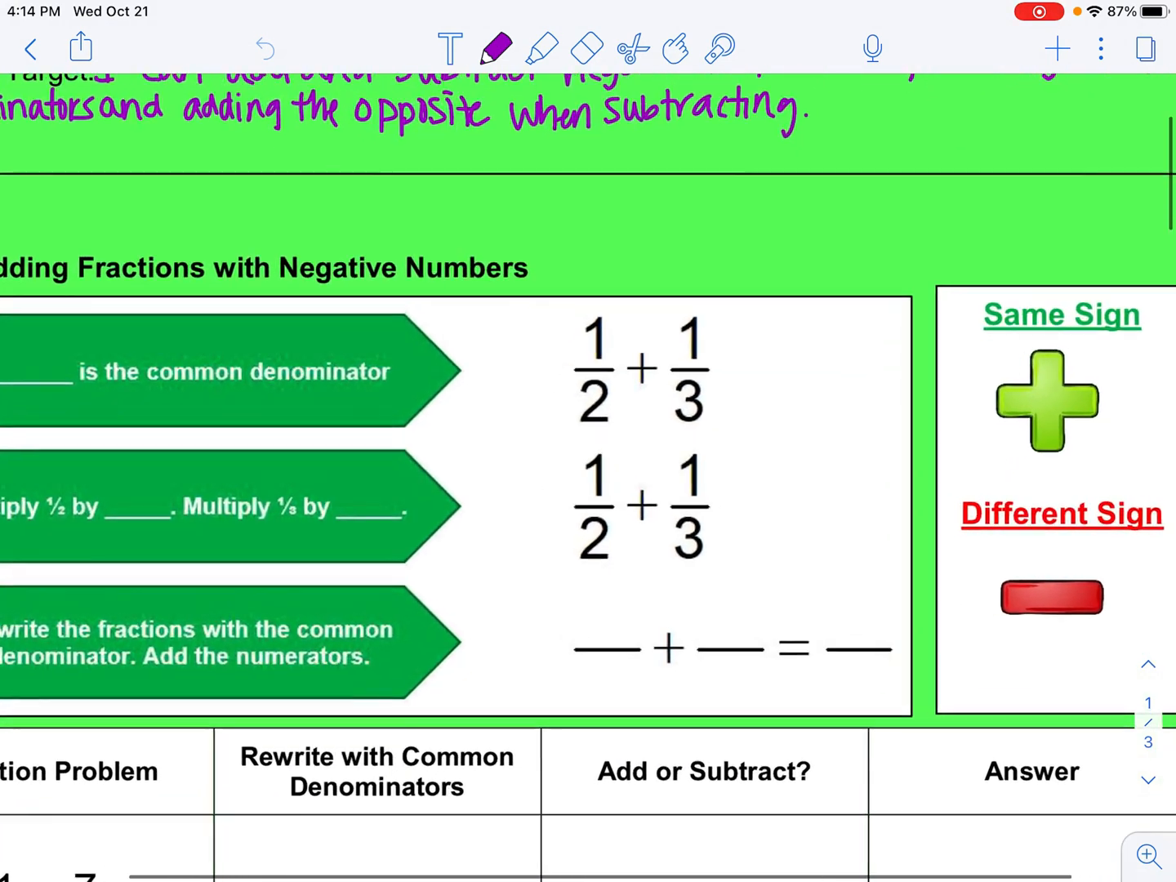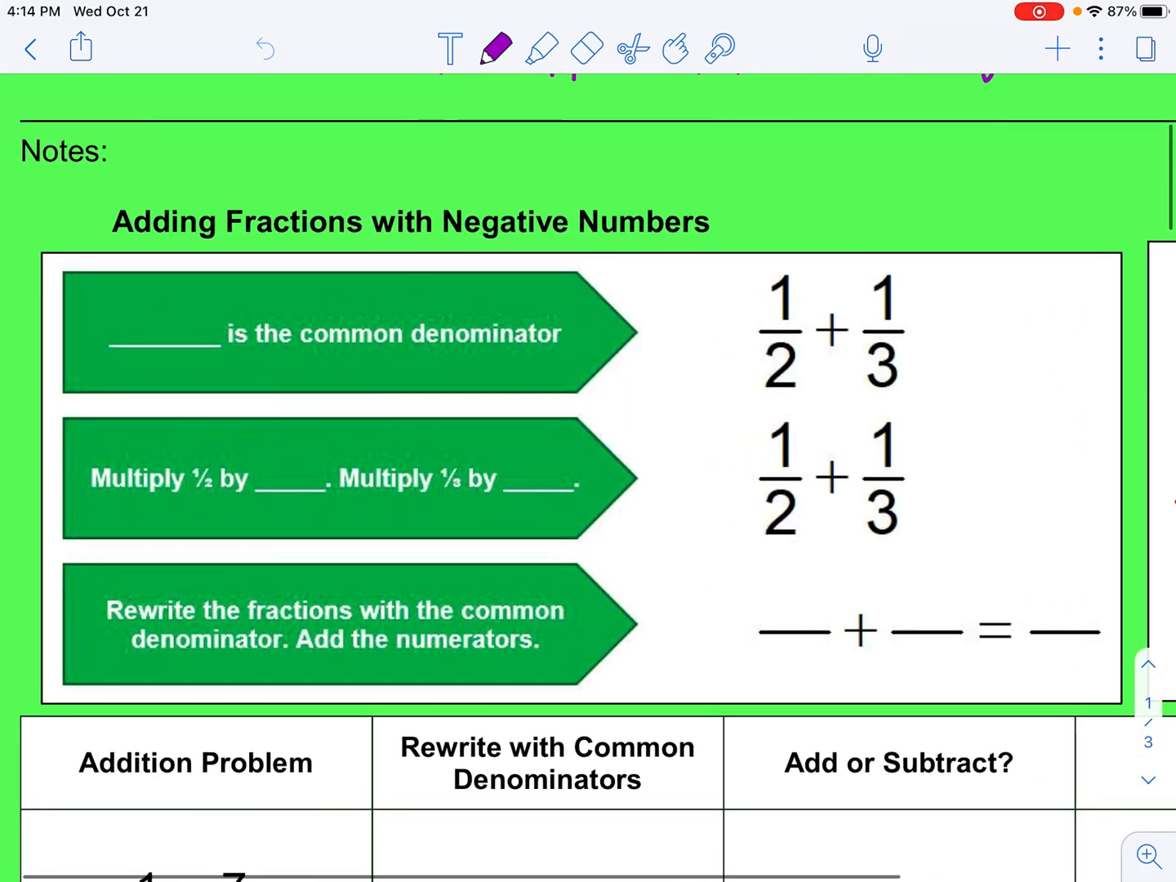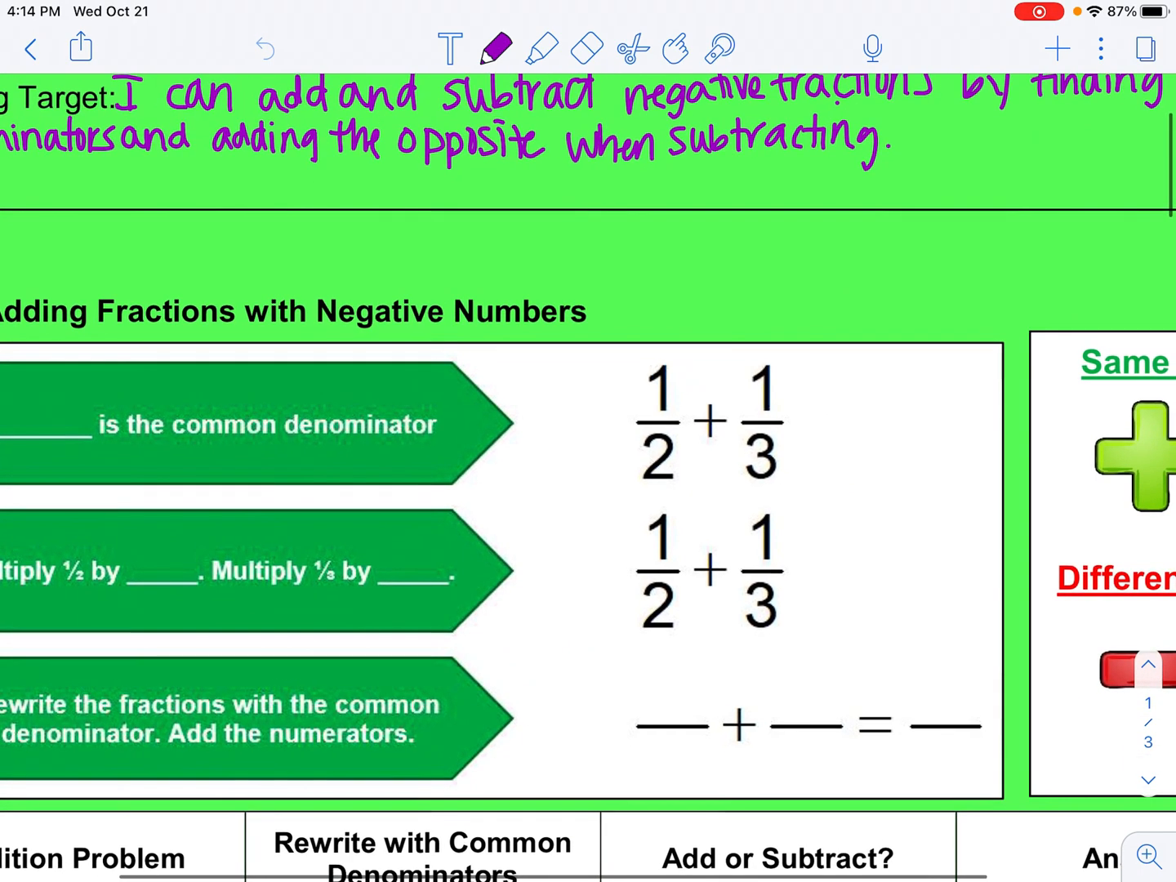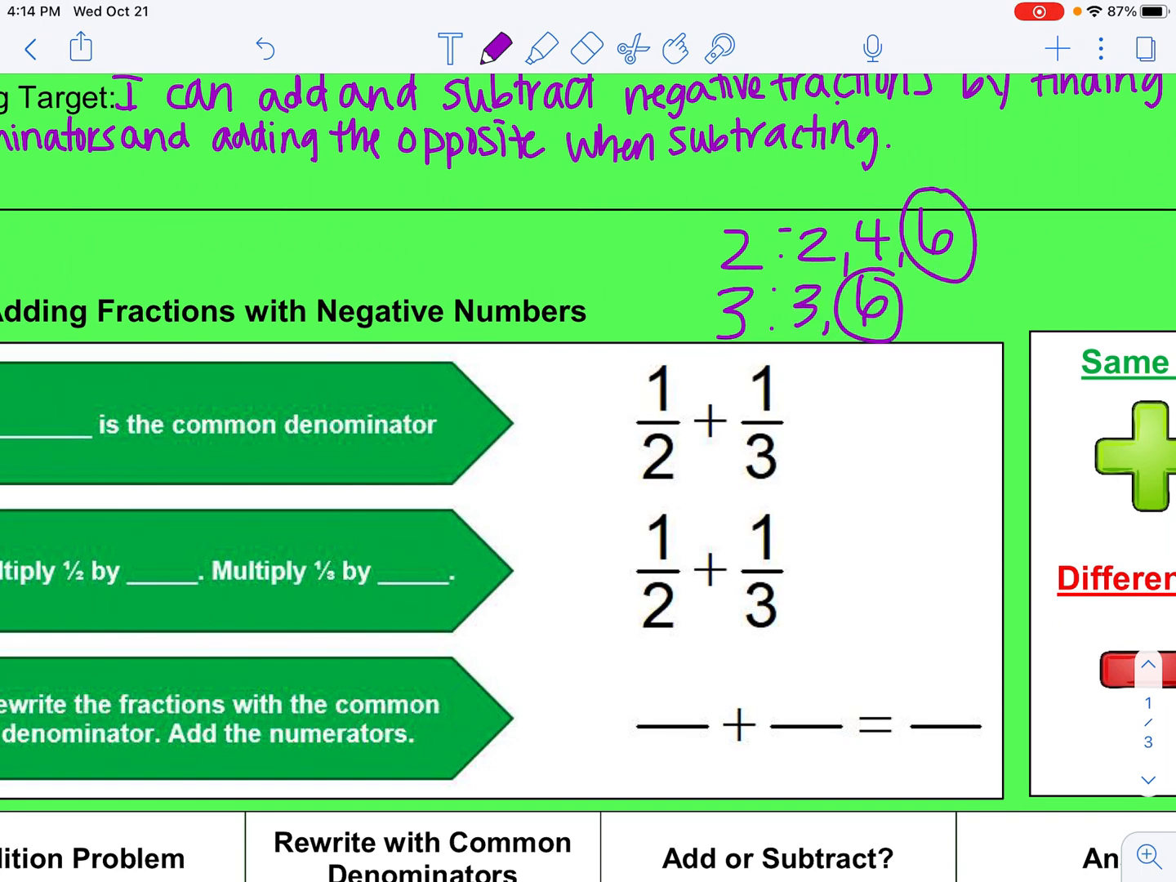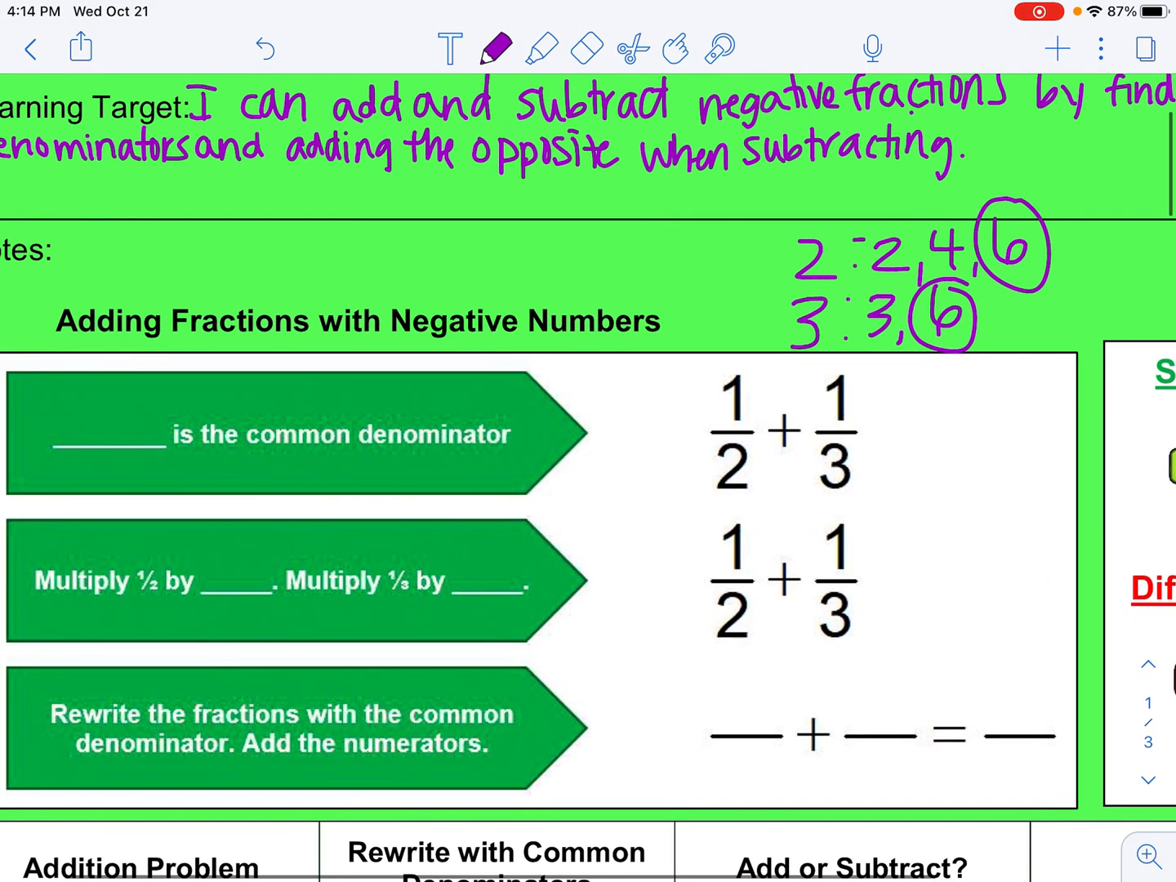Alright, so when we are adding these numbers, let's look at the first example. Taking 1/2 plus 1/3. So I need to figure out my common denominator. If you don't already know what it is, you can start counting by 2s and counting by 3s. 2, 4, 6, 3, 6. So my least common denominator is going to be 6.